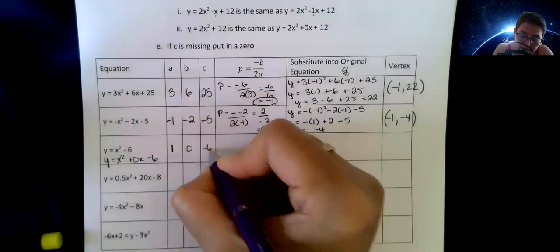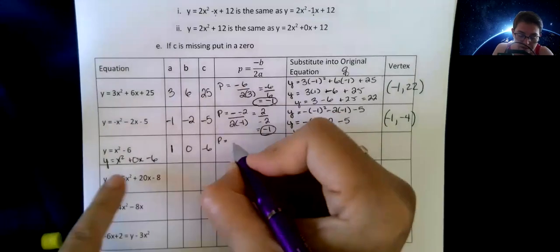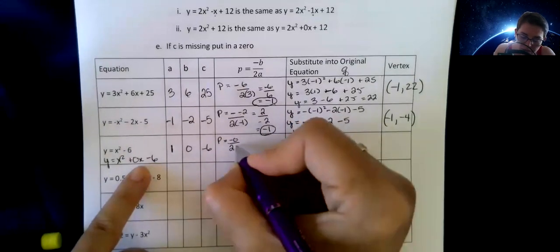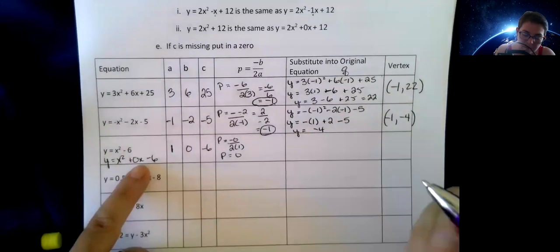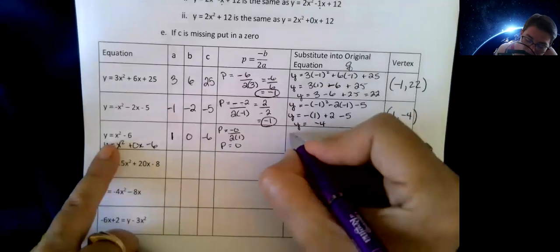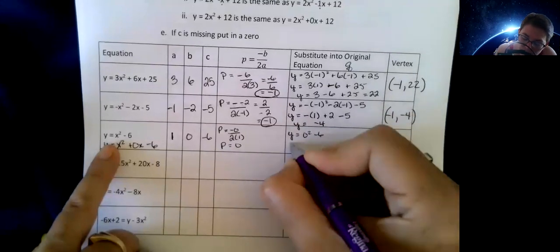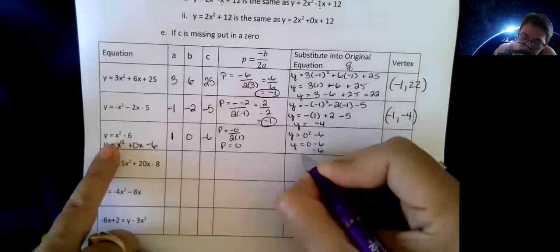A is 1, B is 0, and C is minus 6. So P is minus B over 2 times A, so minus 0 over 2 times 1. So P is equal to 0. And now we plug it in. Y is equal to 0 squared minus 6. Y is equal to 0 minus 6. It's minus 6.